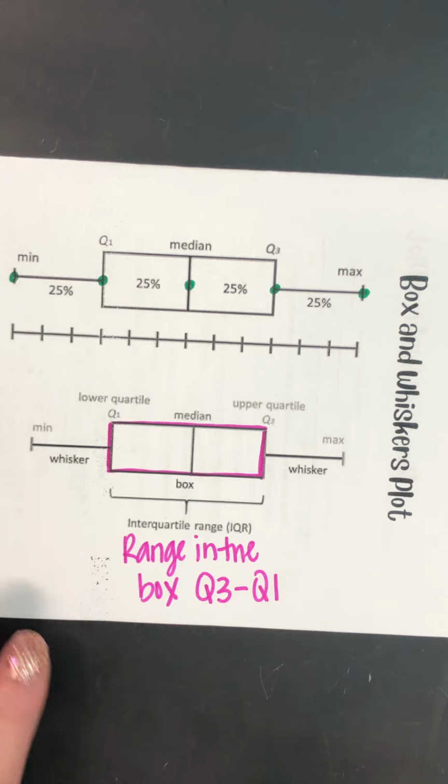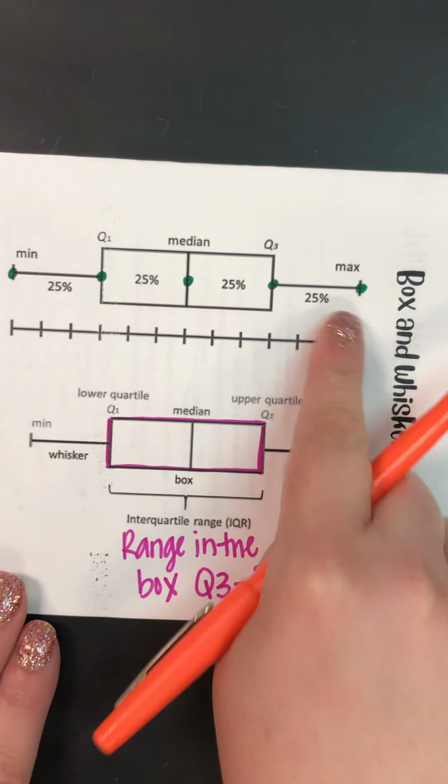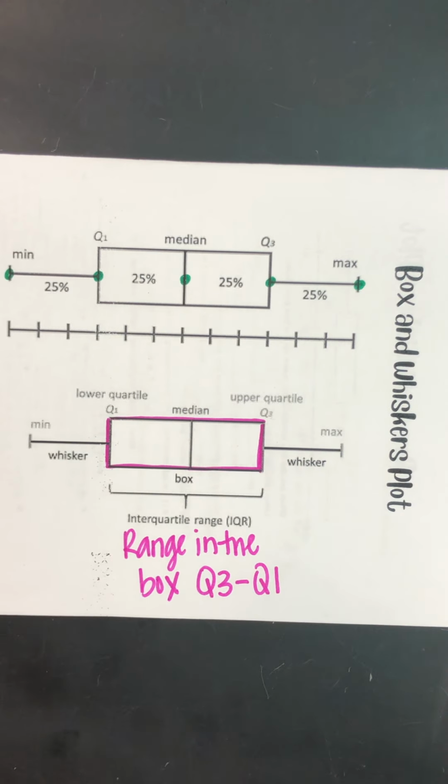So those are the 5 number summary for box and whisker plots. We covered our 25% in each section and our range in the box. We're going to refer back to this as we answer some questions. If you'll open up your notes, we have our first page, box and whisker plots.